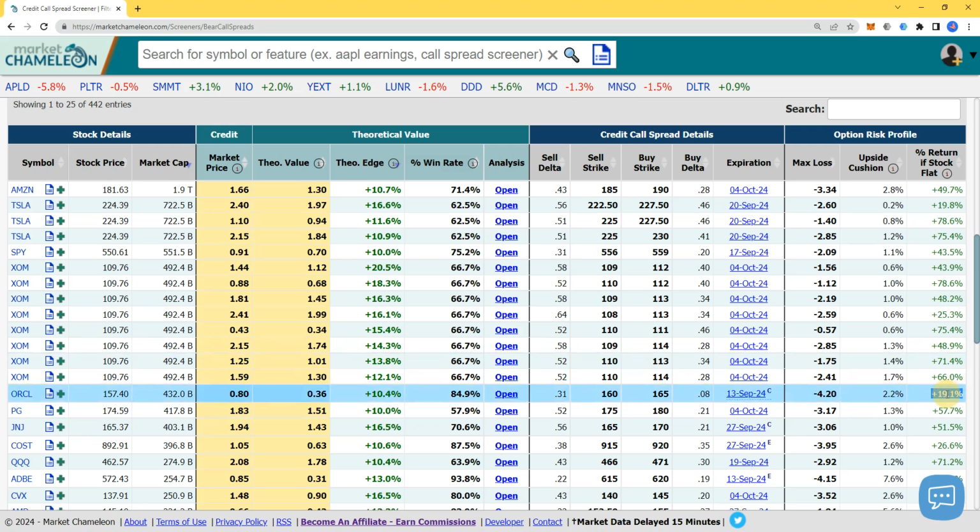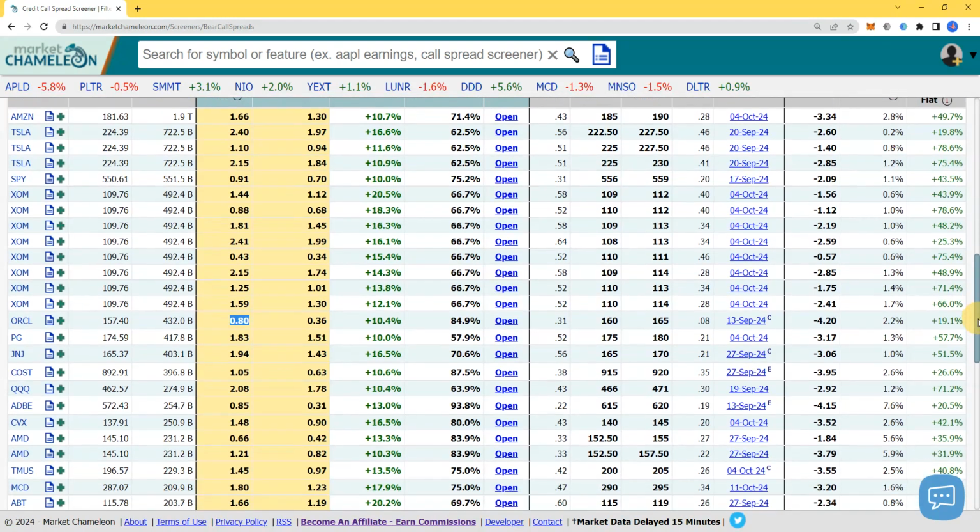And it says here, if the stock stays flat, if it stays 157, you could make, it depends when it closes, 19% on your money, which is pretty awesome in 2 days. If you multiply that by 365 divided by 2, because you do 2 days, 20% times 180, I don't even want to calculate that, but the important thing is that Market Chameleon found you a very interesting trade. I might do it for myself. Let's see what else we got.